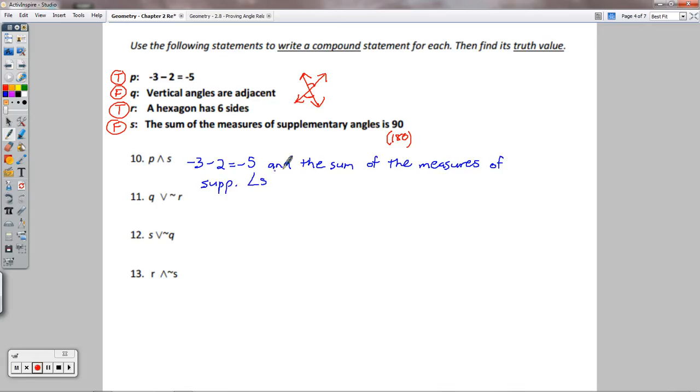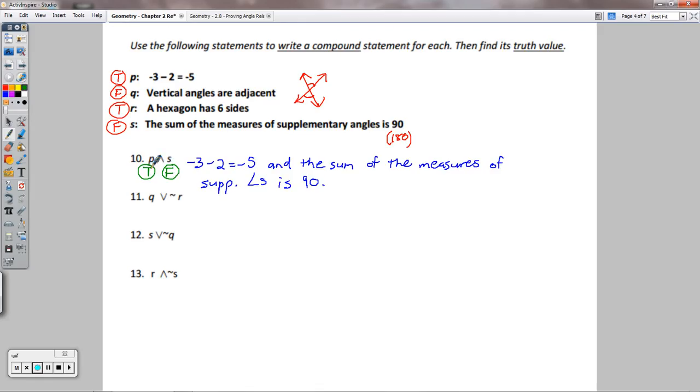I'll abbreviate that like this for now, is 90 degrees. That's just my angle symbol with an S to make it plural. So is this a true or false statement altogether? I think it's easiest to look at the statement in symbols to determine that. So P was a true statement up here, and S was a false statement.